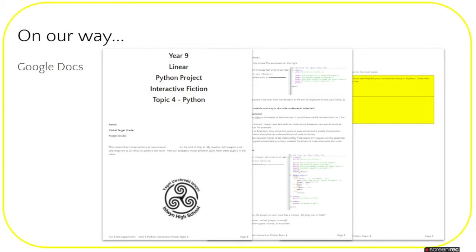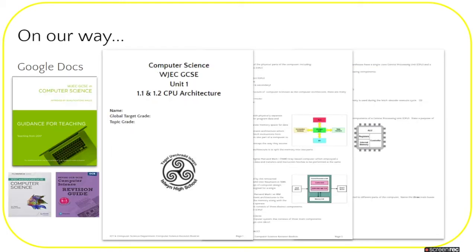Here is an example of a workbook from Key Stage 3. It shows the front cover, the tasks, and an exit ticket. Here is a workbook from Key Stage 4. It shows the front cover, topics, and exam question from either the WJEC or Eduqas. The topics in these books have come from the Guidance for Teaching notes and from the books underneath.